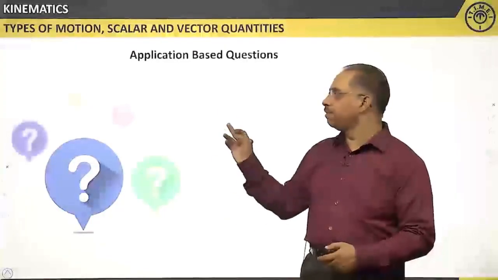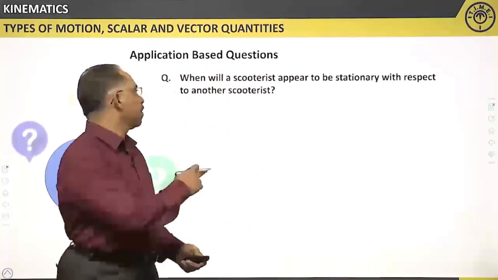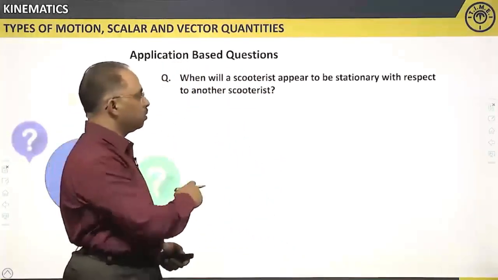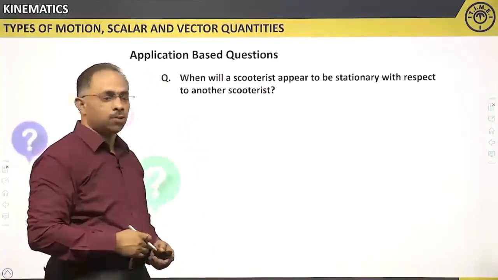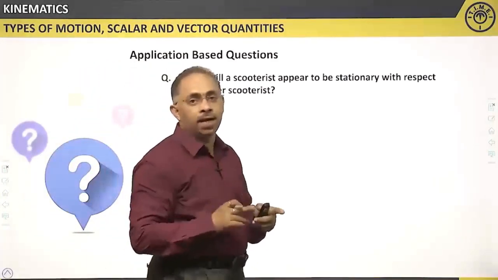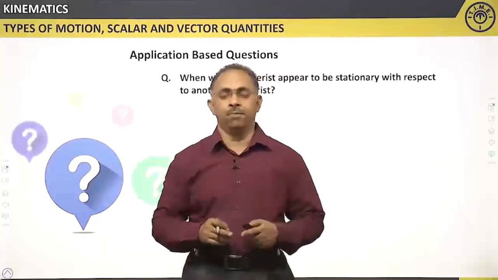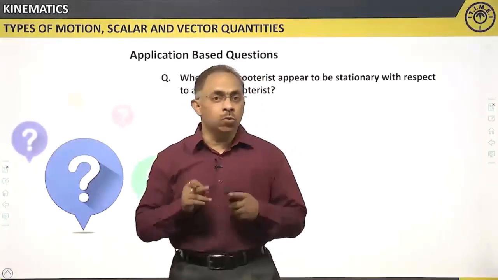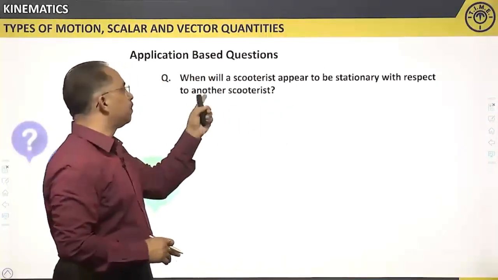Let us go with the first question on the application based questions. The first question is: when will a scooterist appear to be stationary with respect to another scooterist? Here the concept is related to rest and motion. We know that rest and motion are relative.